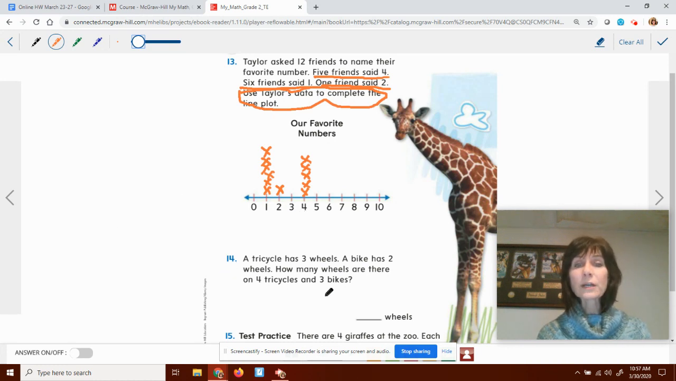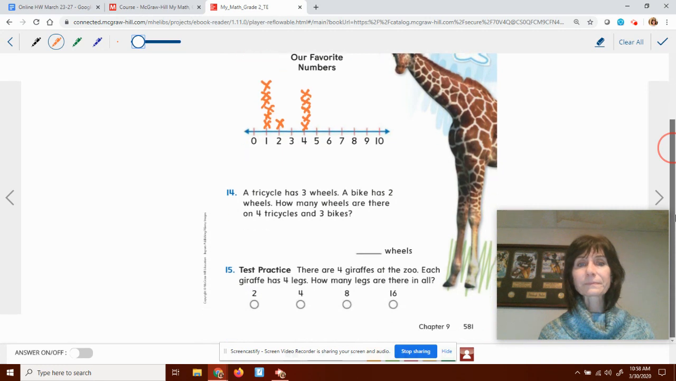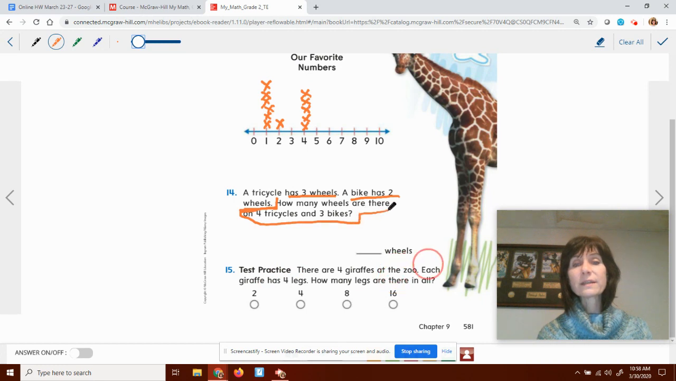Number 14, a tricycle has 3 wheels. A bike has 2 wheels. How many wheels are there on 4 tricycles and 3 bikes? All right, let's go ahead. We have a tricycle with 3 wheels. A bike has 2 wheels. The question we have to solve is how many wheels are there on 4 tricycles and 3 bikes?